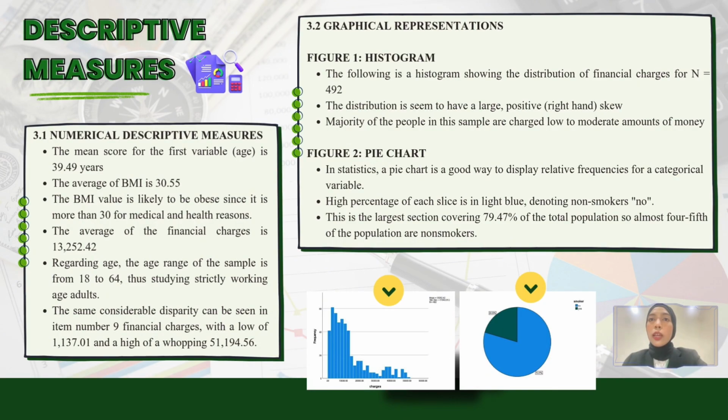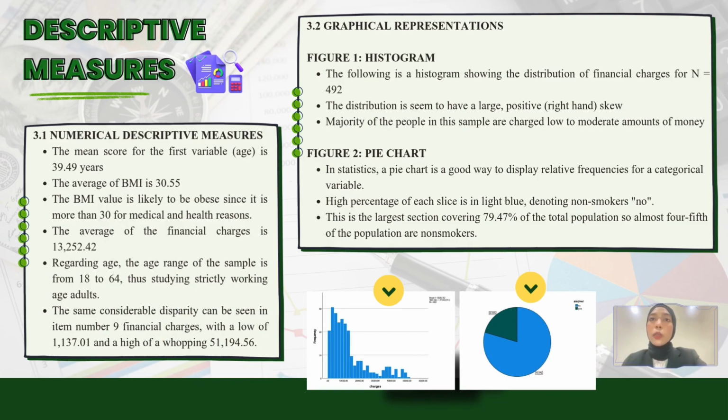A23A1852. Today I'm going to talk about section 3 of our report, which is about descriptive statistics. We are studying a group of 492 people. First, let us look at Table 1. The average age of the people in our study is 39.49 years old. Next, the average body mass index, or BMI, is 30.55.